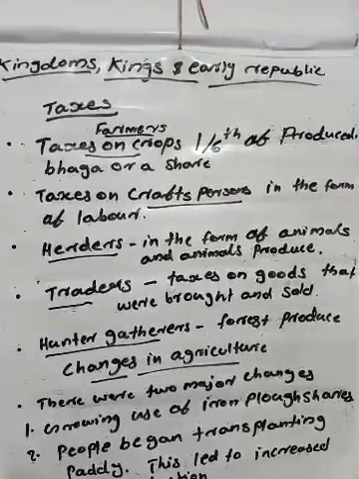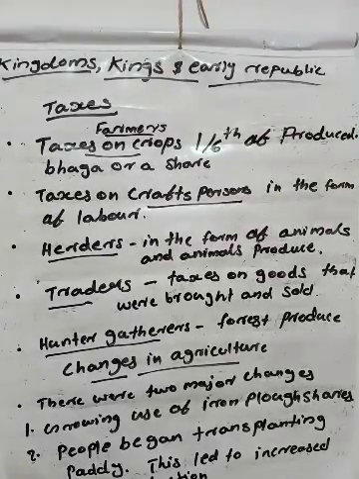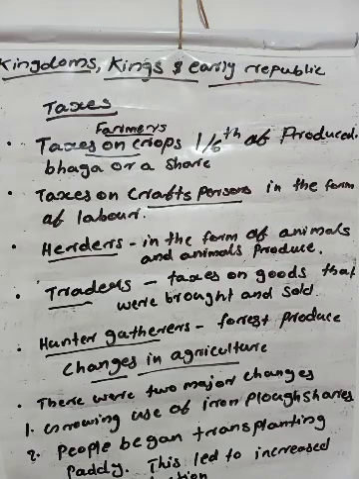Okay children, taxes. As the rulers of the Mahajanapadas were building huge forts and maintaining big armies, they needed more resources and they needed officials to collect these. So instead of depending on occasional gifts brought by people, as in the case of the Rajas of the Janapadas, they started collecting regular taxes.